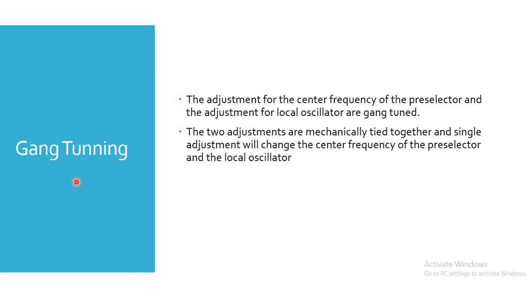Then the next part is the gang tuning. Now what is the job of gang tuning? In the superheterodyne receiver, various sections or devices are connected. So the adjustment for the center frequency of the pre-selector and the adjustment for the local oscillator are gang tuned. So we need to tune all the sections to the same frequency. The two adjustments are mechanically tied together, and a single adjustment will change the center frequency of the pre-selector and the local oscillator. So this function is called gang tuning.